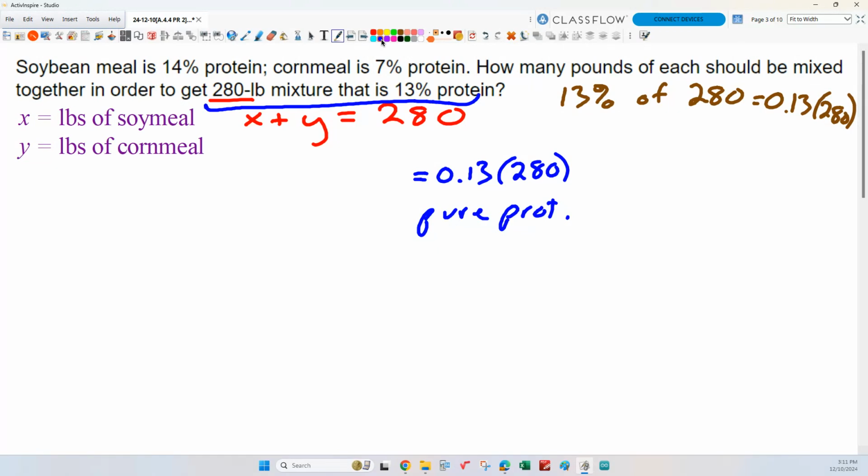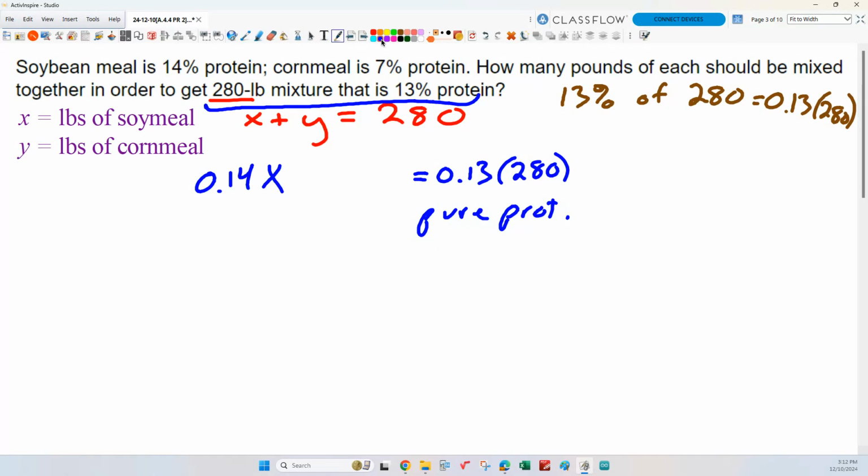So then I want to take 14% of how many pounds of soy meal? X, right? 14% of X. How do I say 14% of X? I can't use a percent. What do I have to do? Okay, good. That's going to be 0.14x. That's just 14% of all the soy meal, isn't it? Okay, so that's the protein from the soy meal.